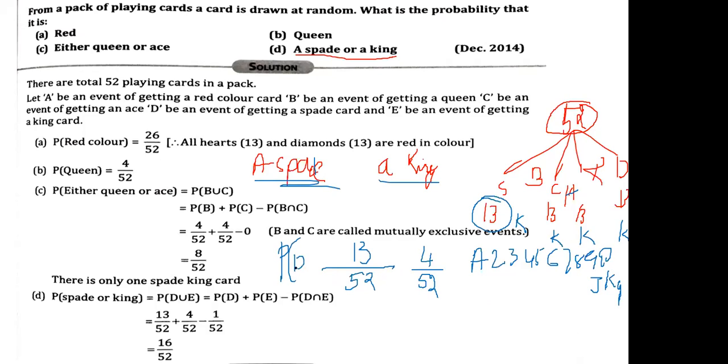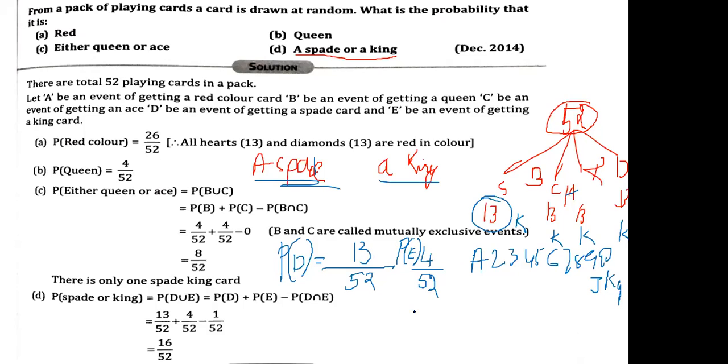Now let us take the probability of getting a spade as event D. Now the next one is the probability of getting a king card, that is event E. I'm just giving short event names so it is easy for us to solve. So the probability of getting a spade card is D, and the probability of getting a king card is E.